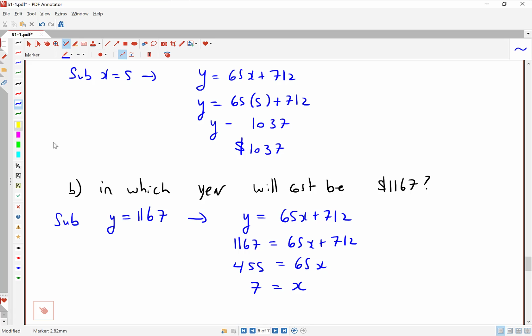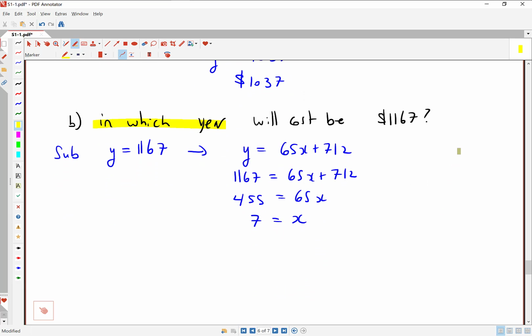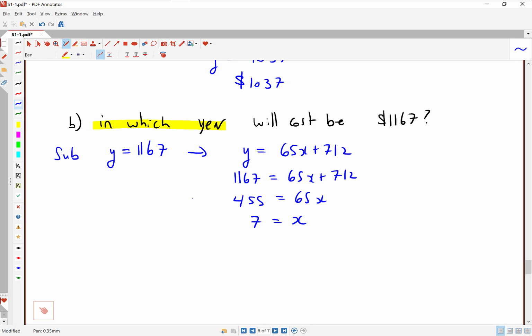The question is asking in which year will the cost be such and such. So x equals 7 is not quite our answer. We just need to think about what x represents. x is the number of years after 2010. So the actual year is 2010 plus whatever our x value is. In this case, our year is 2017. So in 2017, the cost will be $1,167.